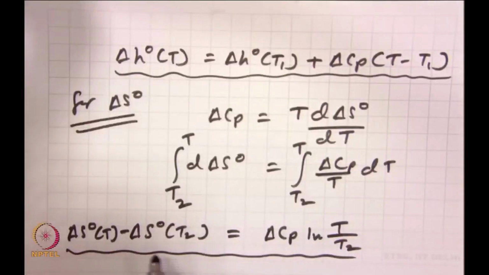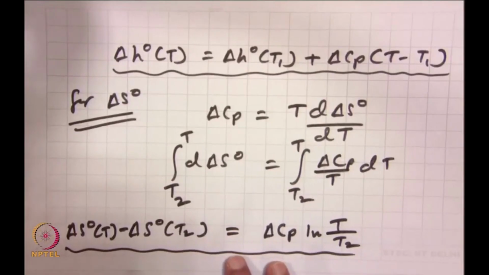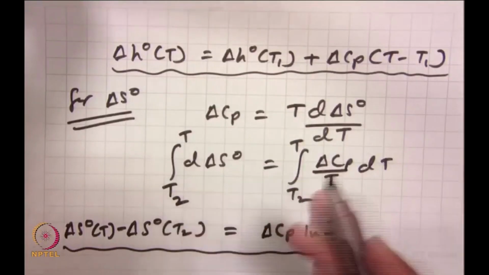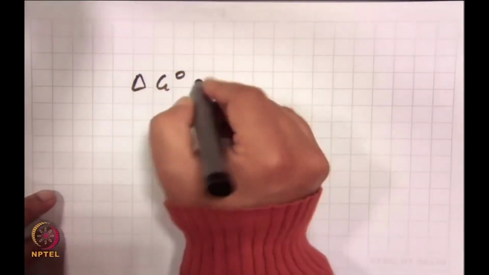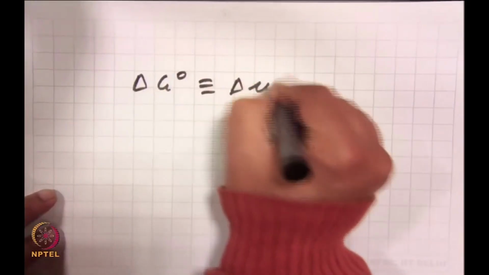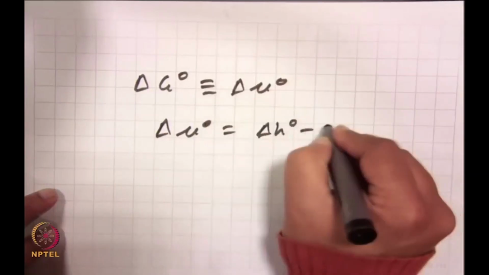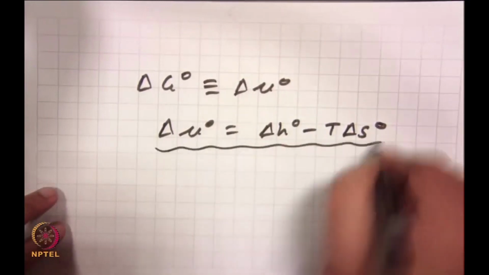Now, from this expression I can easily take delta S 0 (T2) to the other side and get something very similar to what I got for delta H 0, right. You can see in both cases delta Cp plays a very prominent role, because it figures in both. Then I can easily write delta G 0, which is equivalent to delta mu 0. So, delta mu 0 is equal to delta H 0 minus T delta S 0. You can easily figure out what it is.